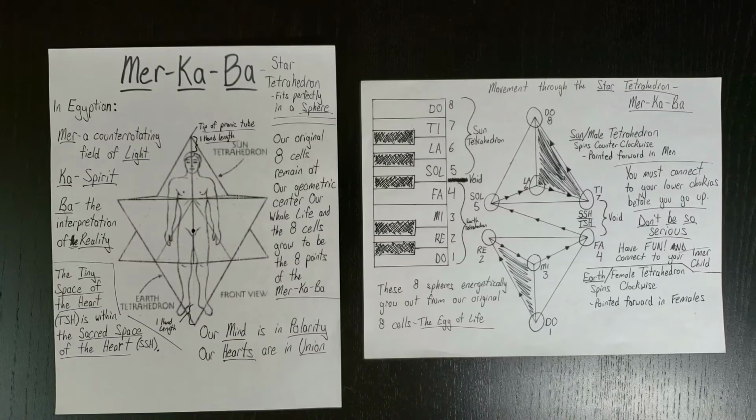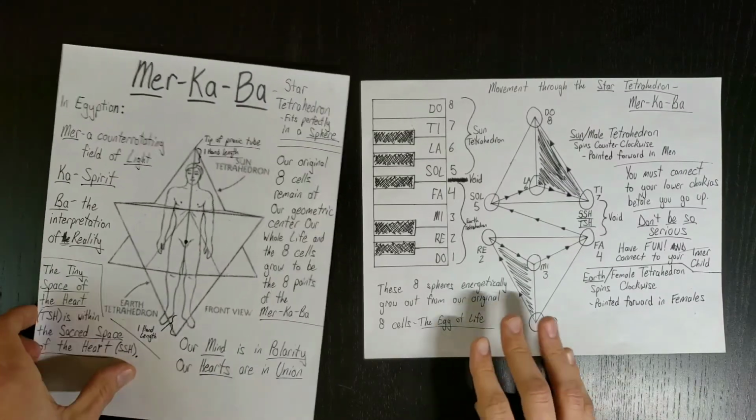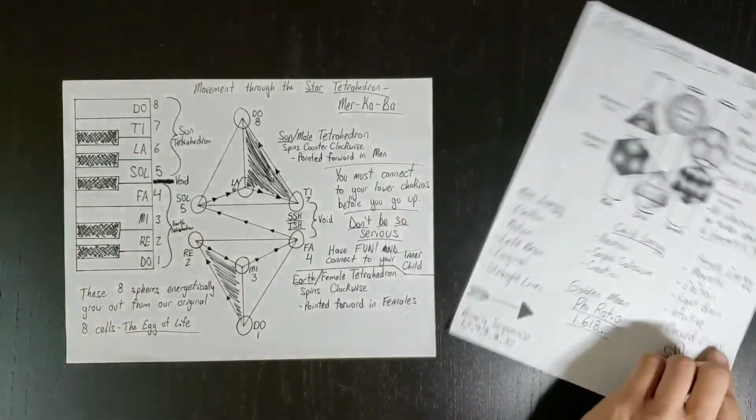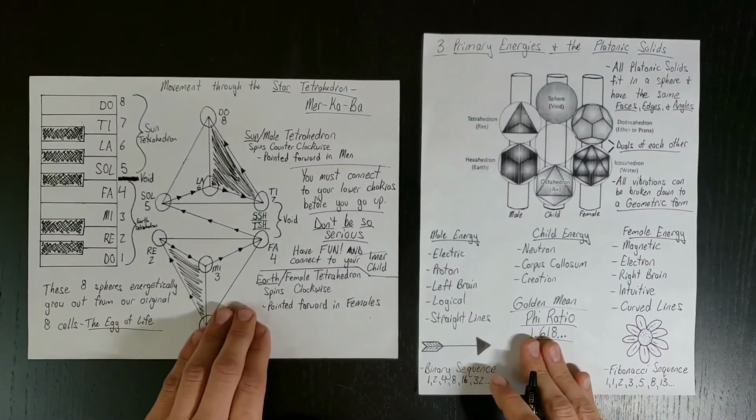So forgiveness and gratitude towards yourself and others is extremely important for your development and those around you. Now the star tetrahedron, one important trait of it is that it fits perfectly inside a sphere.